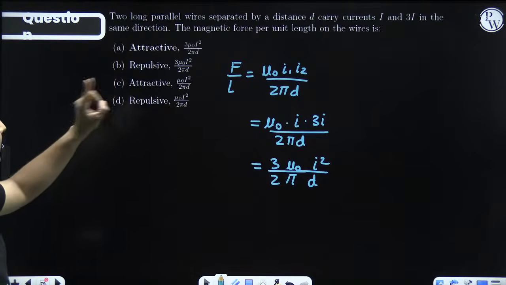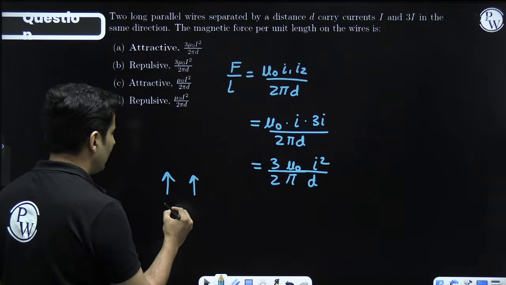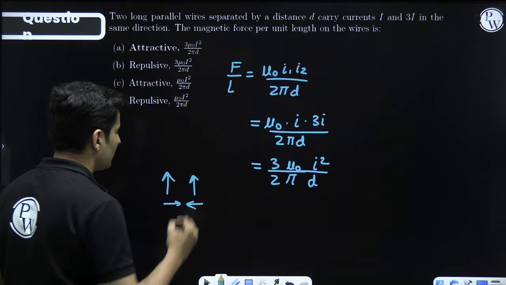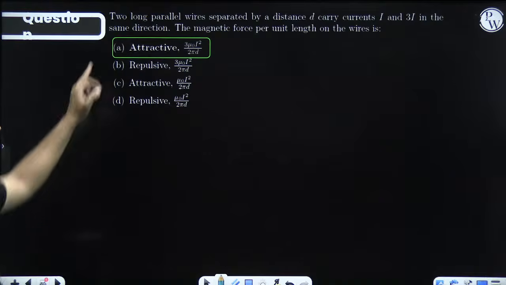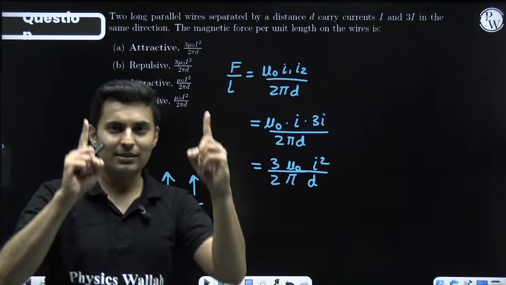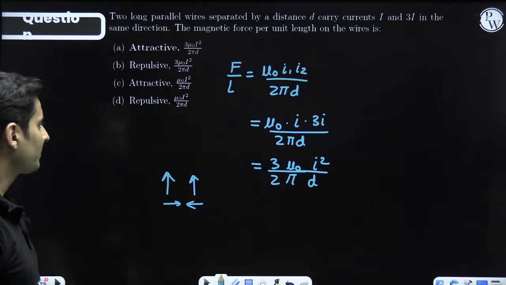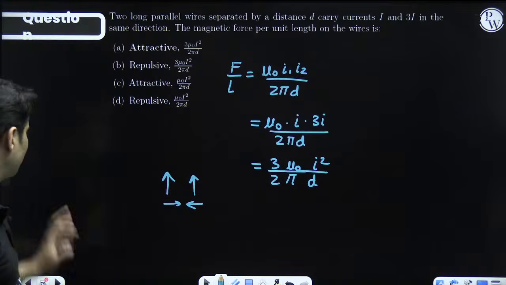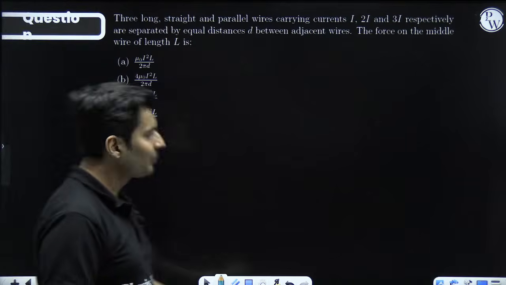They are parallel wires. If they are parallel, that means they will attract. Yes, they will attract each other. Hence, the answer is basically option A. Else, it could have been repulsive also, right? But they are parallel. Anti-parallel means opposite, and they would have repelled. Yes, so they will attract. Option A. Let's go to the next question on your screen.